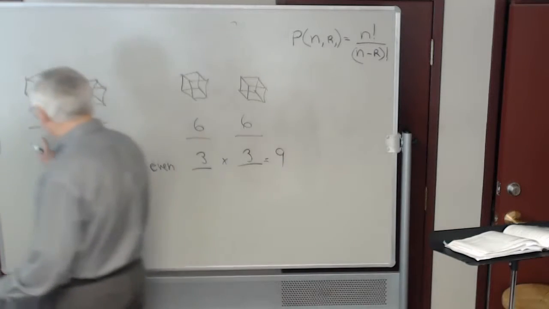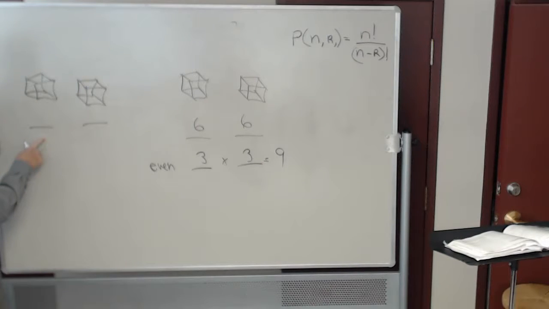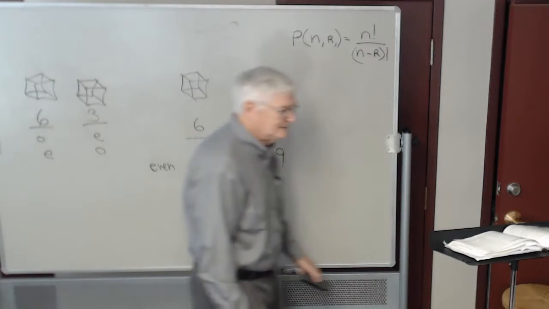So how many possibilities for here? 6, because it's odd or even. But then if this one is odd, this one has to be even. If this one's even, this one has to be odd. You follow that? So I have 6 possibilities for the first die. How many possibilities for the second die? 3. So the sequential counting principle says 6 times 3 is 18.